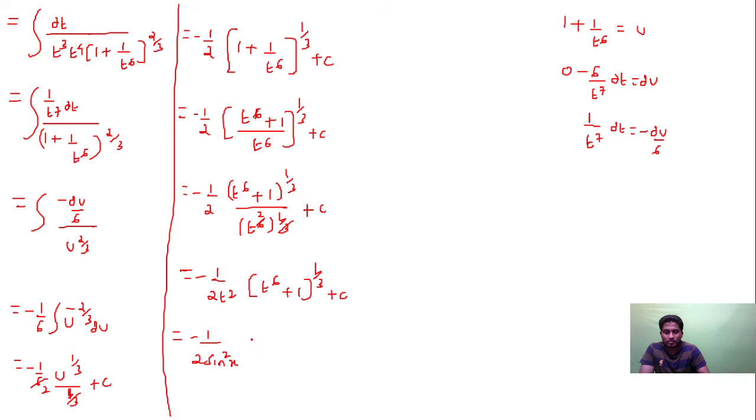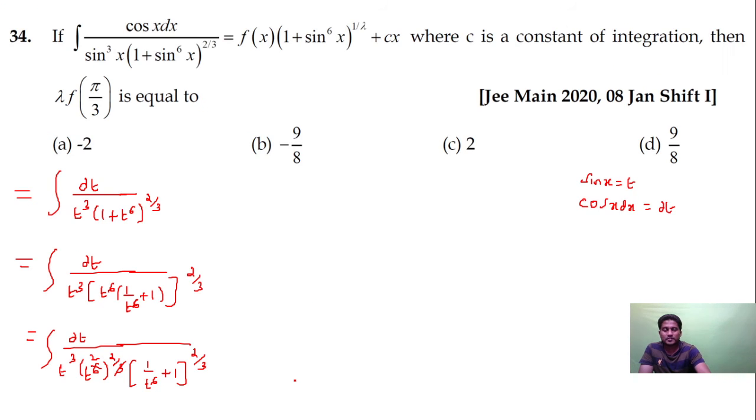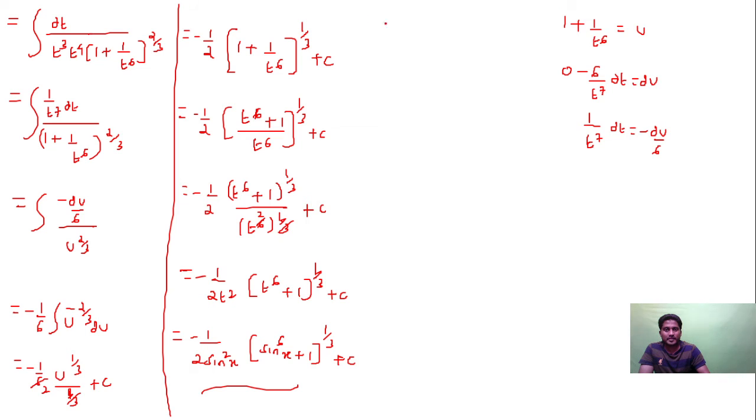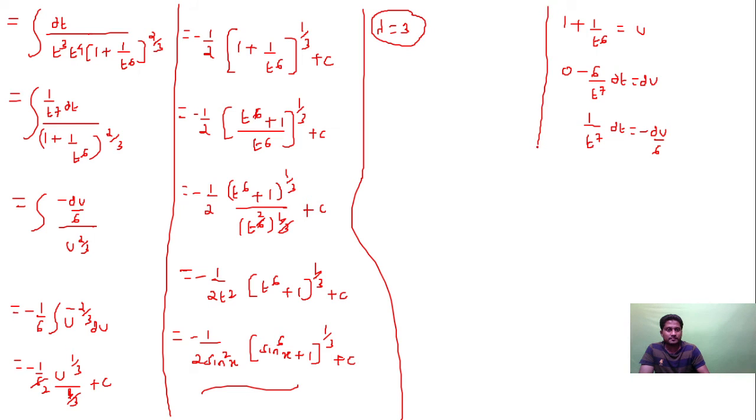Into sin square x into a bracket, you get (sin^6 x + 1) whole to the power of 1 by 3 plus c. You compare this and this. What is the value of lambda? If you compare this and this, the value of lambda is equal to 3. No silly mistakes, guys. Lambda will be equal to 3.